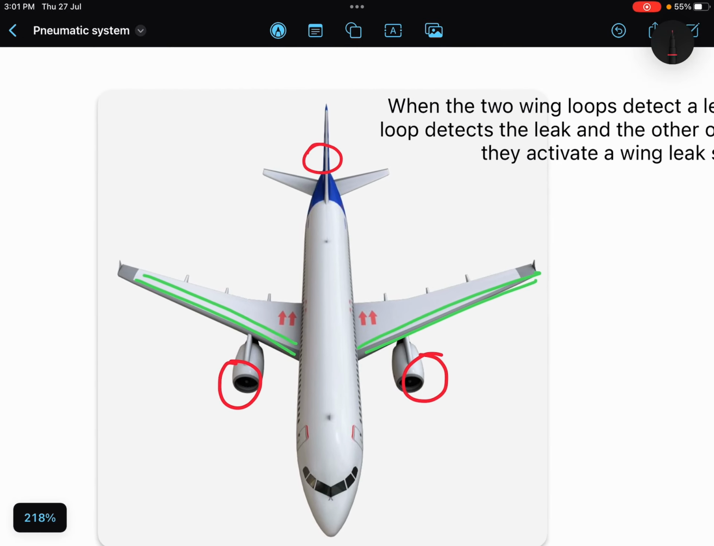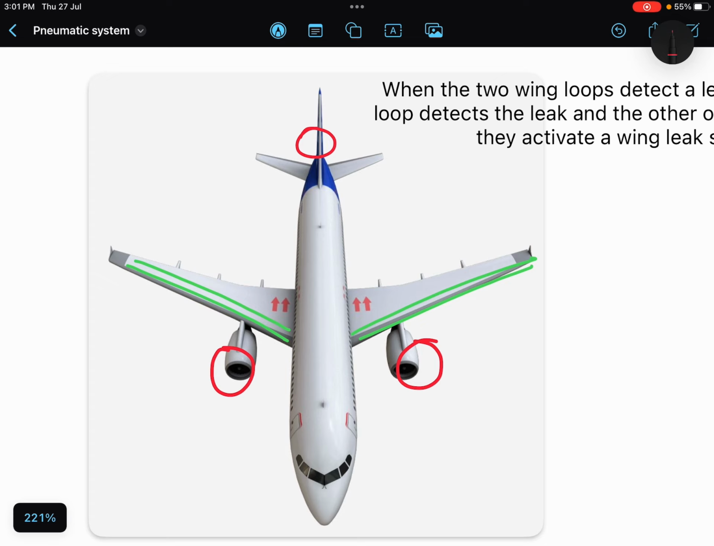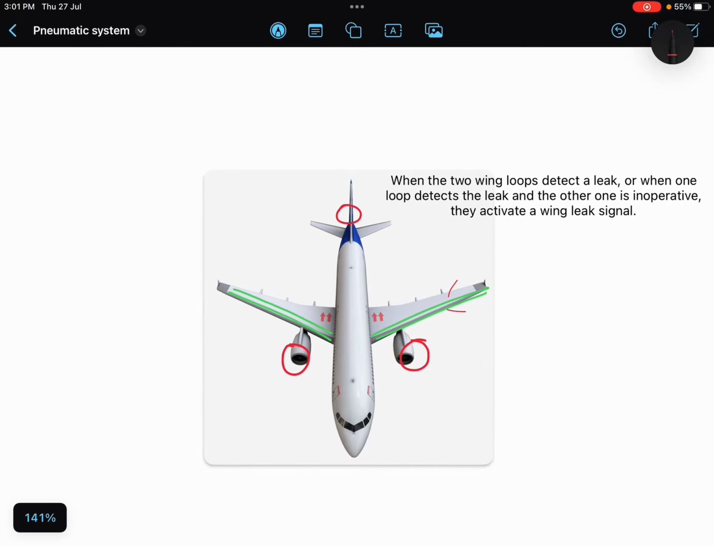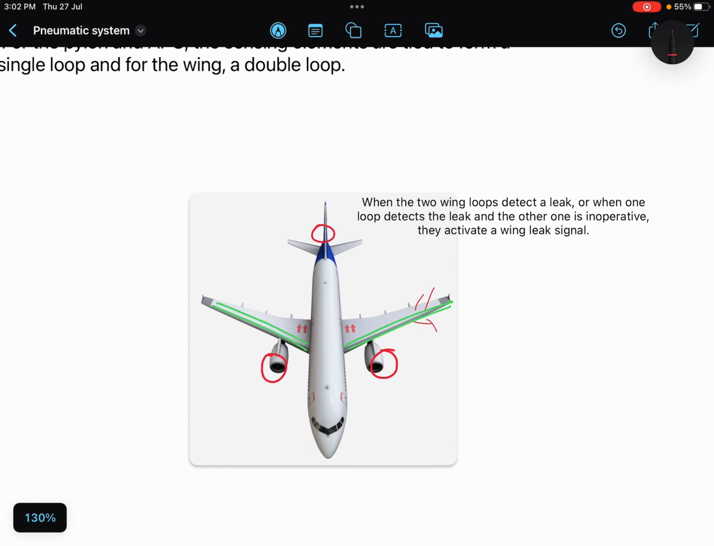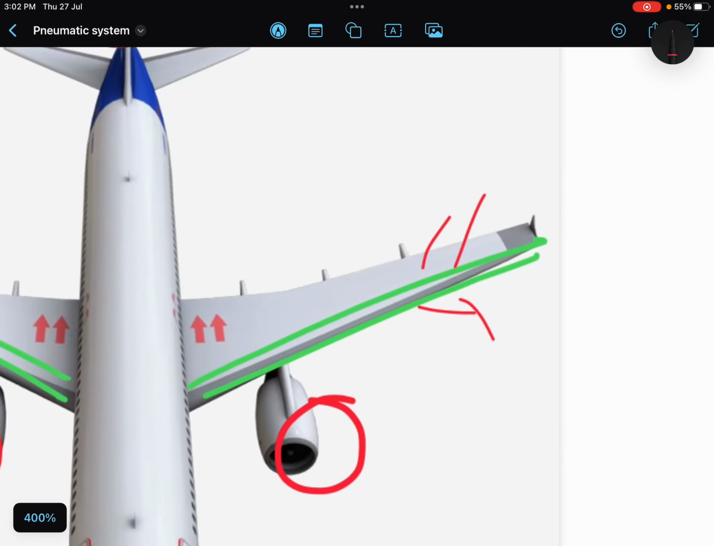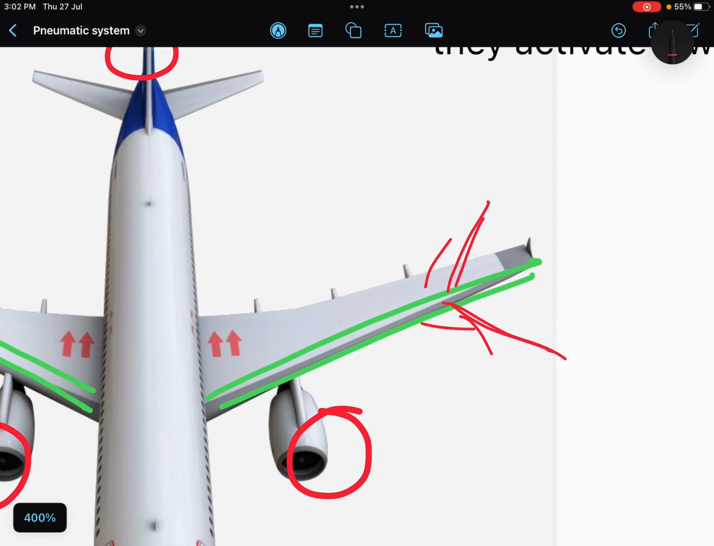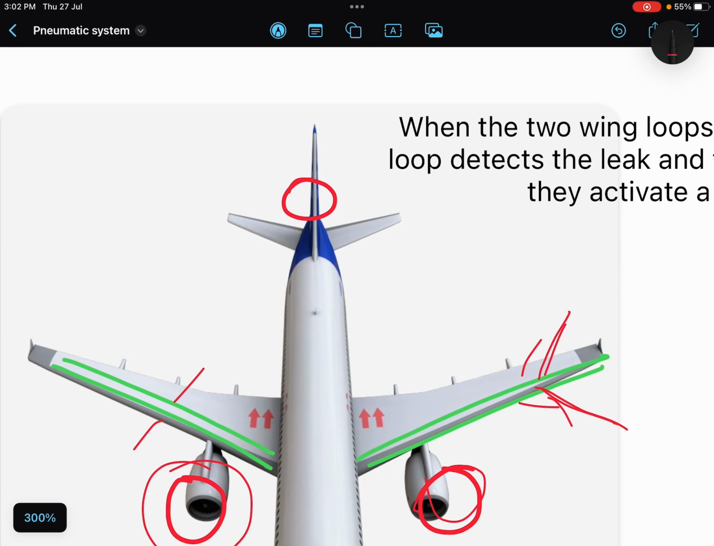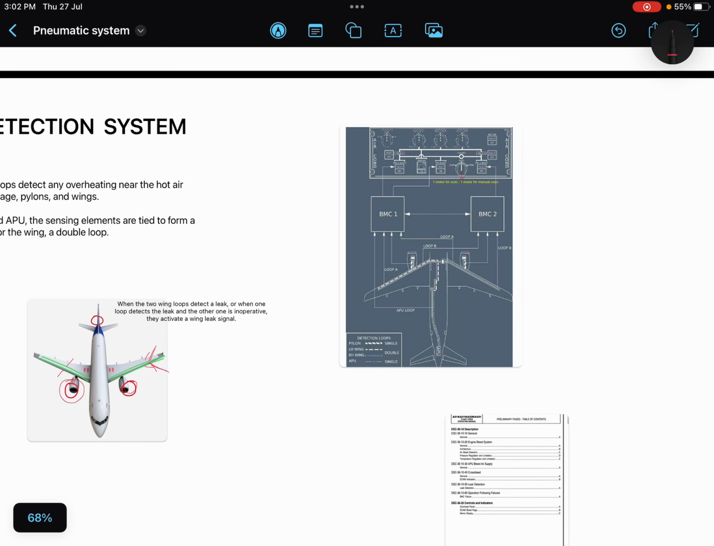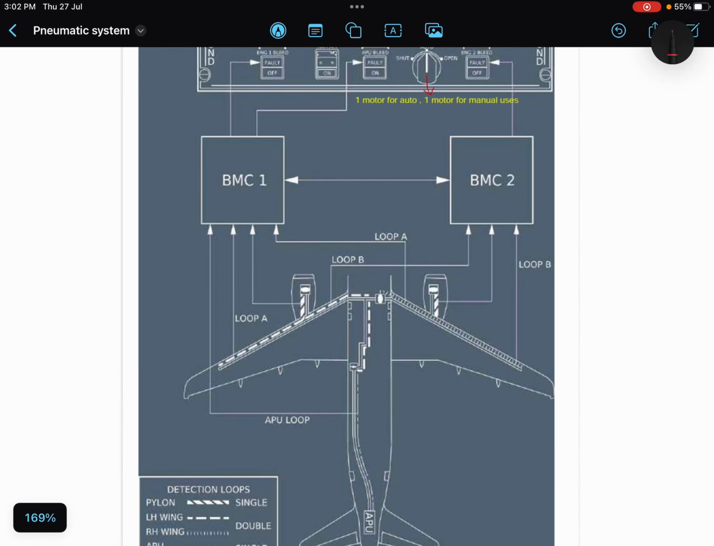So I have taken this picture to explain this system. We have a single loop for the engine pylon and APU, and we have dual loops for the wings. When the two wing loops detect a leak, or when one loop detects a leak and another one is inoperative, they activate a wing leak signal. We will talk about the BMC failures after 1 or 2 minutes, but the point is there are two sensing loops for the wings, and there is one sensing loop for both pylons and APU. Correct.